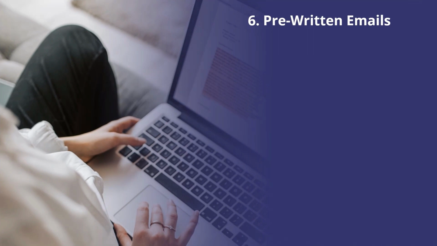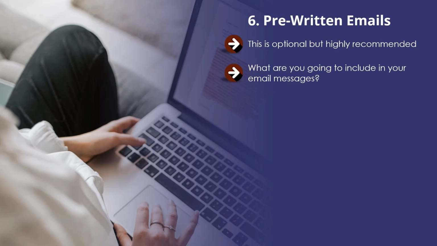6. Pre-written emails. This is optional but highly recommended. You need to think about what emails you are going to send out to your new subscribers. We recommend that you plan this in advance and have these loaded up in your autoresponder ready to go as soon as your visitors become subscribers. What are you going to include in your email messages? Focus on providing value to your email subscribers. Find out what your target audience wants and give it to them. In all niches, there will be burning questions that people want answers to. Use these as the basis of your pre-written emails.